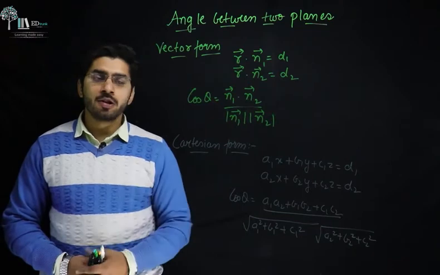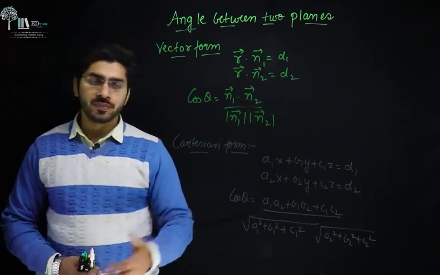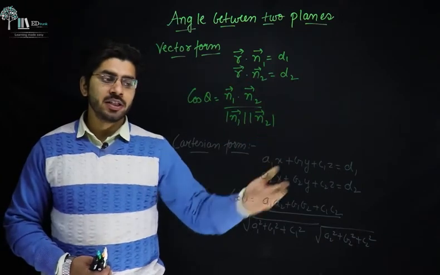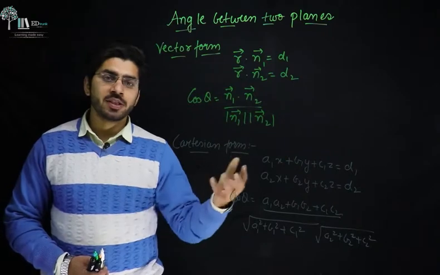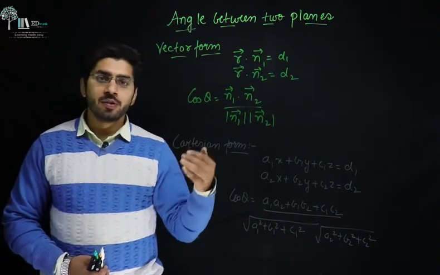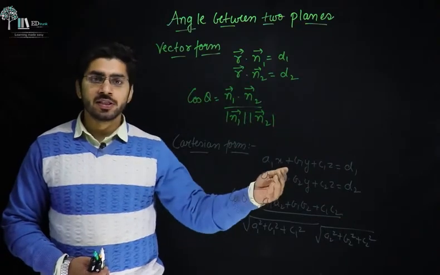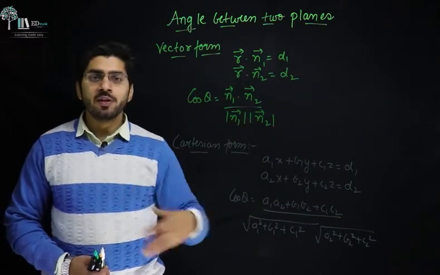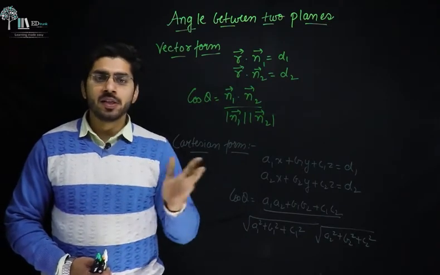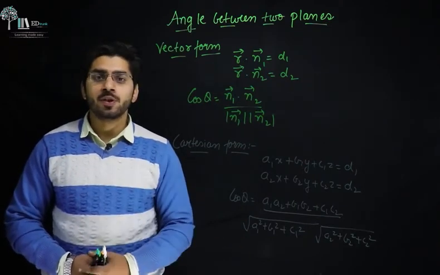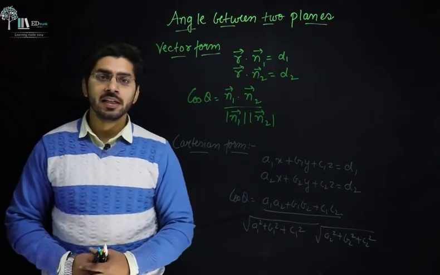In the Cartesian form it is also similar. If the equations are a1x plus b1y plus c1z equals d1 and a2x plus b2y plus c2z equals d2, then cos theta, the angle, is given by a1a2 plus b1b2 plus c1c2 upon the square root of a1 square plus b1 square plus c1 square, times the square root of a2 square plus b2 square plus c2 square. Similar to what we do in the line. So if you want to find the angle between two planes, just substitute the values in the given formula and we will get the angle.